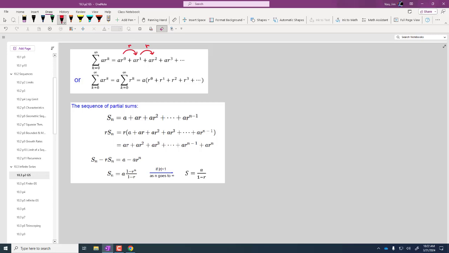So the first term is a, right? r to the 0 is just 1. So the first term is a, multiply by r, multiply by r, multiply by r repeatedly. That's our geometric series. So it has this form, ar to the k.